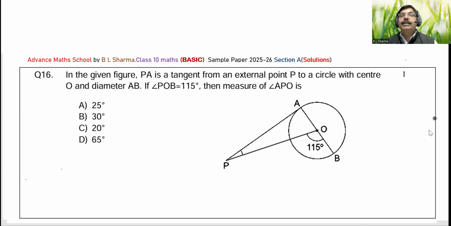So we know the angle between radius and tangent at the point of contact is 90 degree. Since it is a diameter, it is a straight line. So by linear pair, the sum of the two angles is 180 degree. So this angle will be 65 degree. Again, this is triangle APO, and by angle sum property, we know the sum of the three angles of a triangle is 180 degree. So this angle is 25 degree. So A is the correct option.